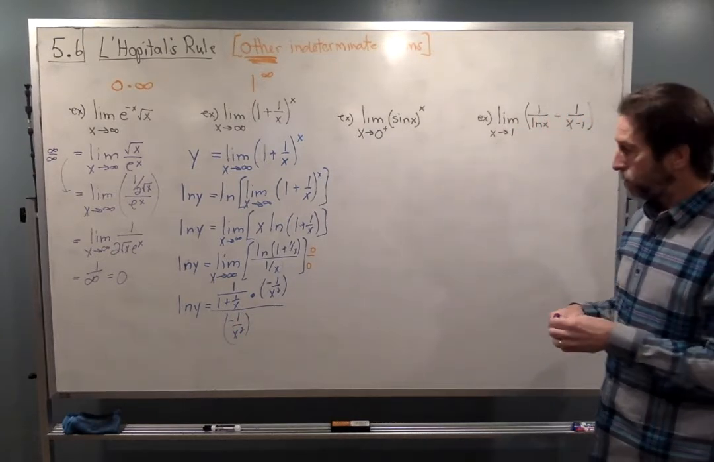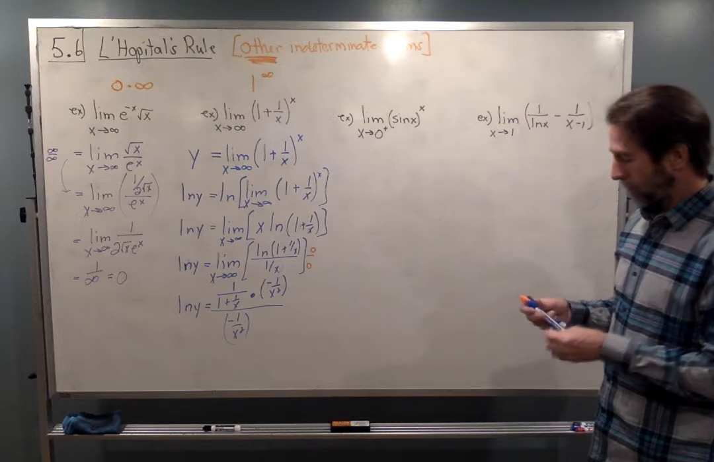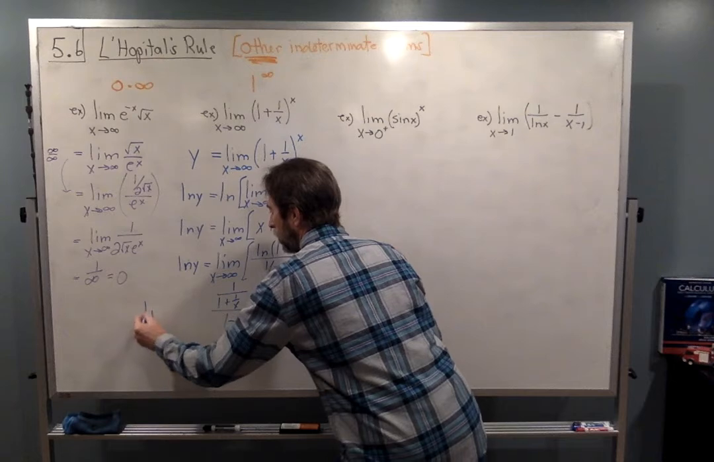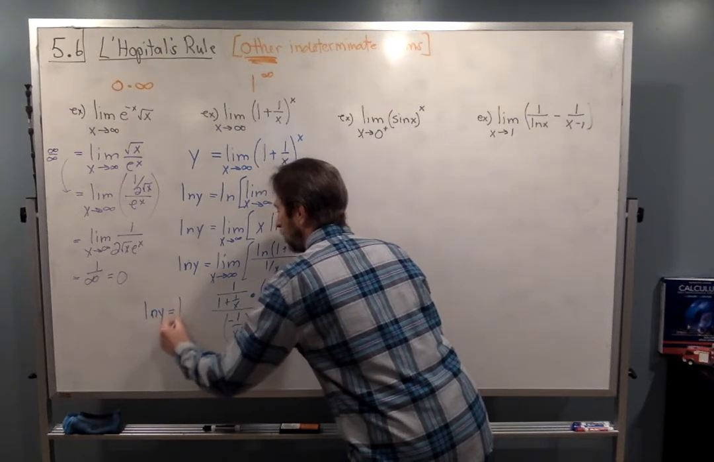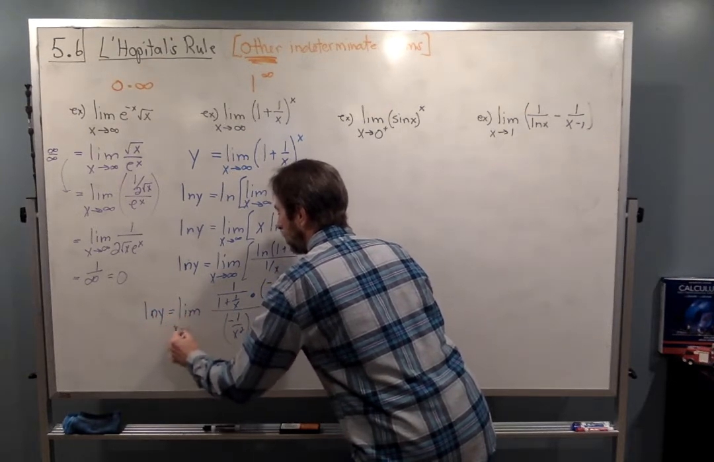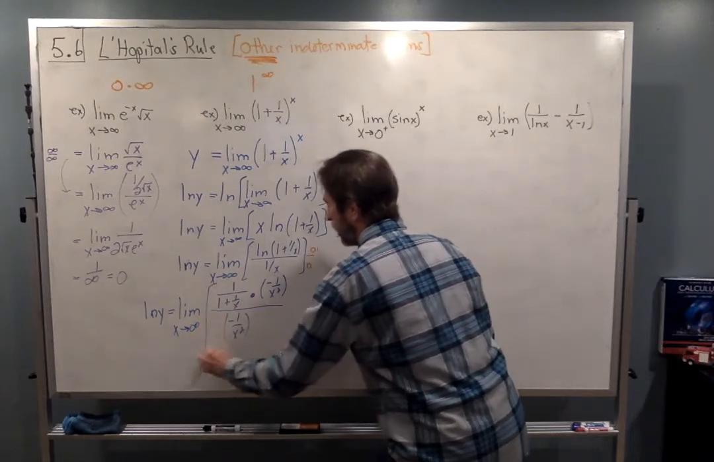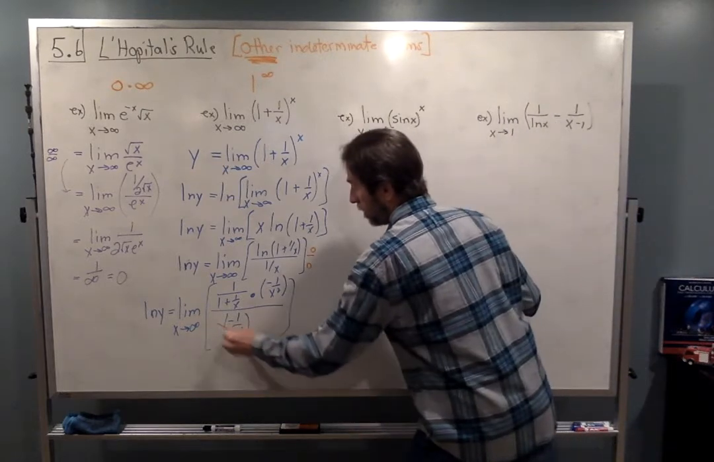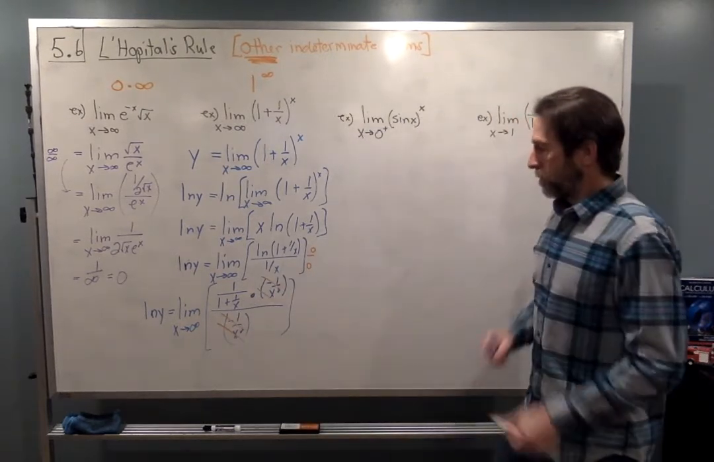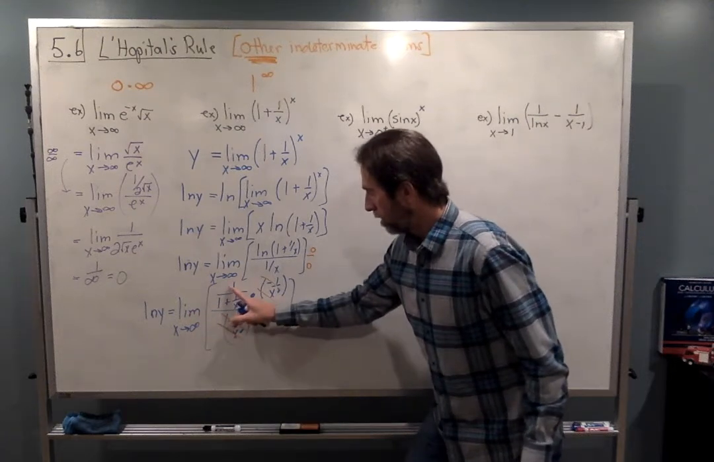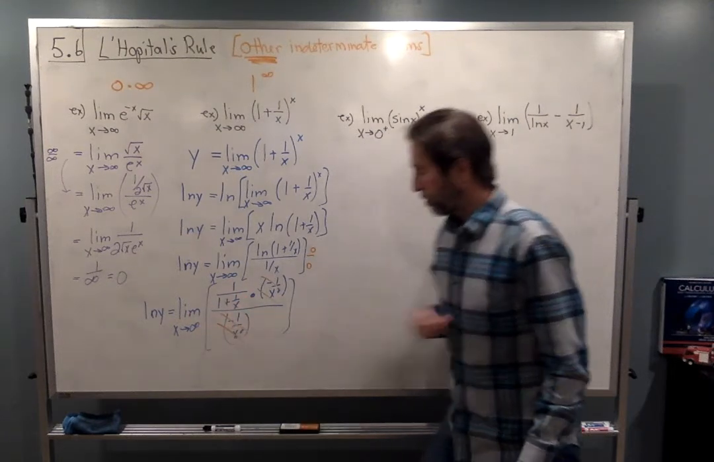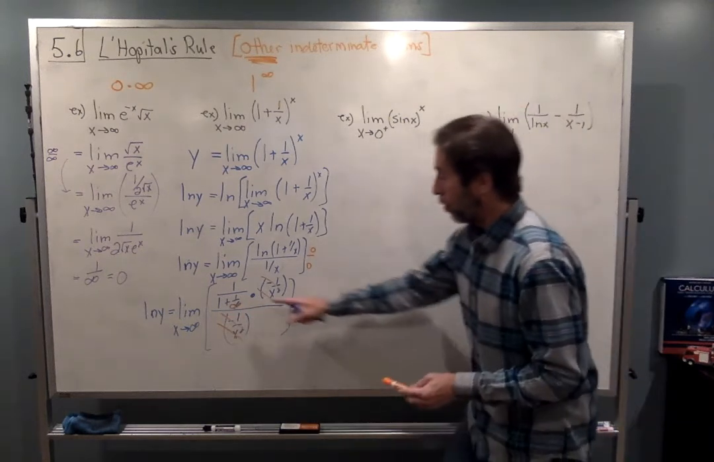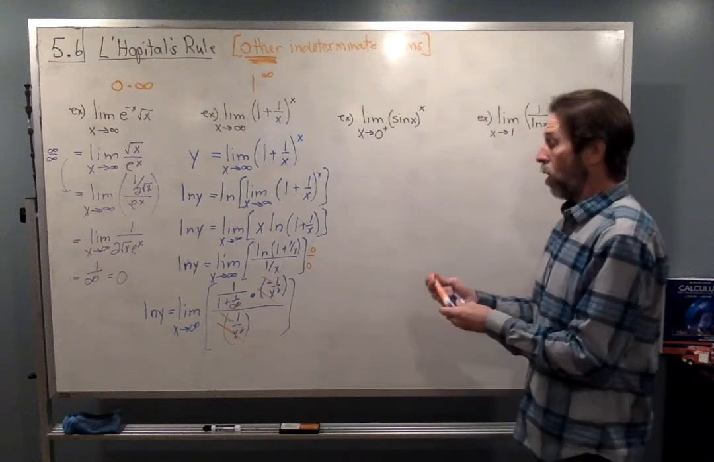Well, now to complete it, I need to take the limit of that, sorry. Taking the limit of this whole mess. But we can still use algebraic techniques. These cancel. So I'm really taking the limit of 1 over 1 plus 1 over x as x goes to infinity. So I put infinity here. That's going to be 1 over 1 plus 0, so I get 1.